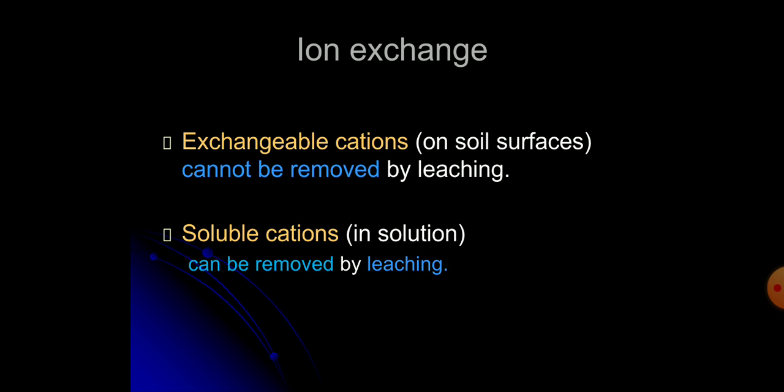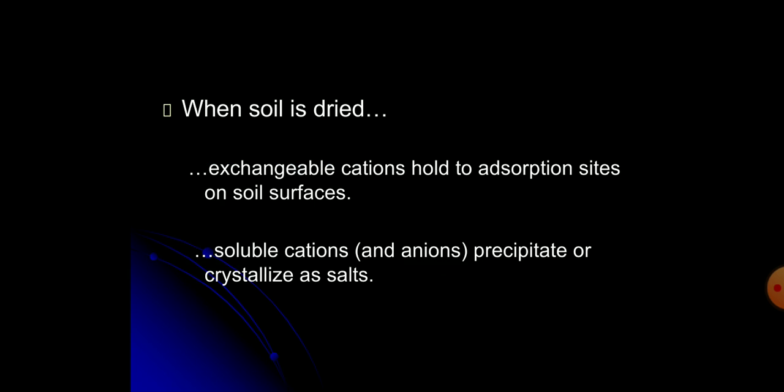Ions are exchangeable cations on soil surfaces. They cannot be removed by leaching, while soluble cations in soil can be removed by leaching.